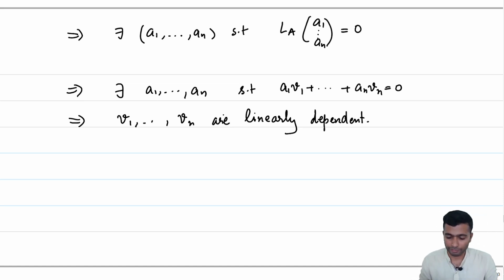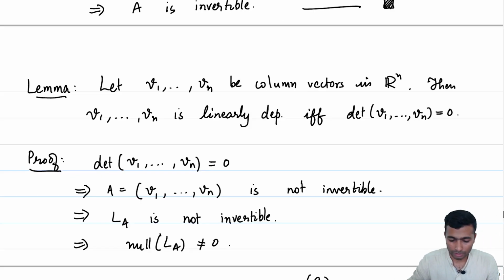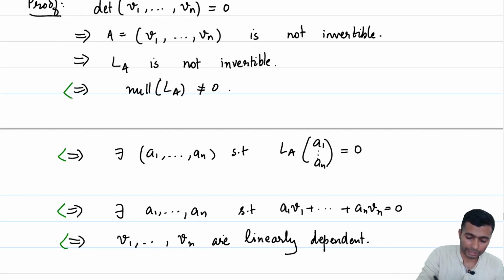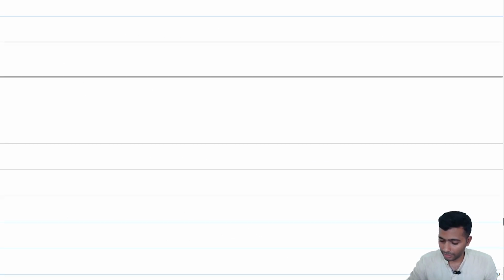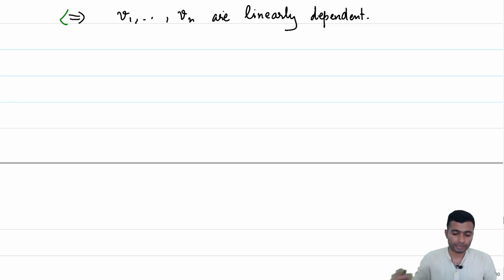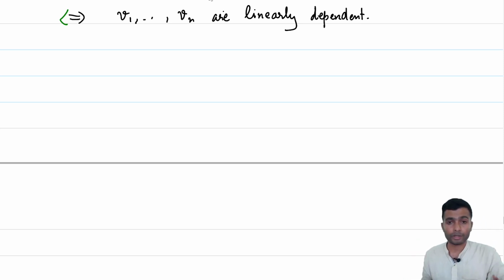Now, let us assume that v1, v2 up to vn are linearly dependent, and let us just look that each of the green arrows will also get satisfied. That is an exercise for you to check, and therefore, the determinant of v1, v2 up to vn is 0. So, the determinant of a matrix also tells us whether its column vectors are linearly dependent or not. Okay, the determinant also behaves very well with the product of matrices.